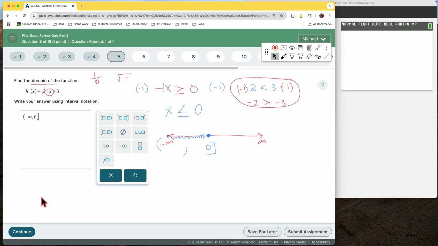Everything else, we always start with thinking the domain is everything, which is negative infinity to infinity. And then we have to reduce it by the numbers that give us either an imaginary number or they give us division by 0, which is undefined. Those are just the two things when we're talking about domain. All right, let's keep on moving forward.